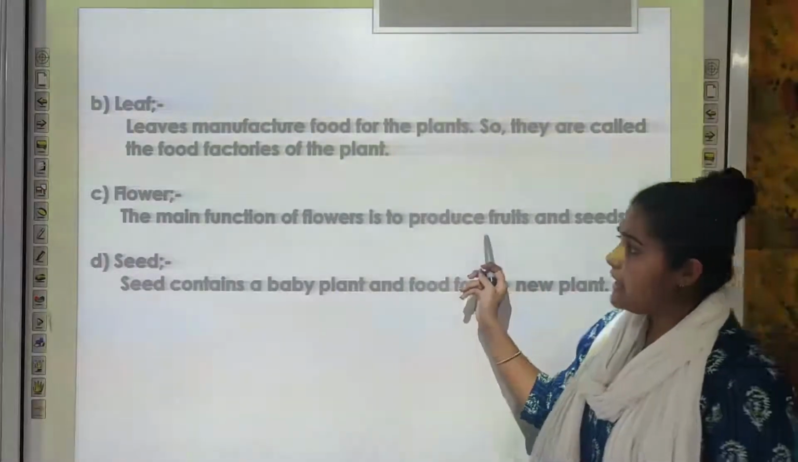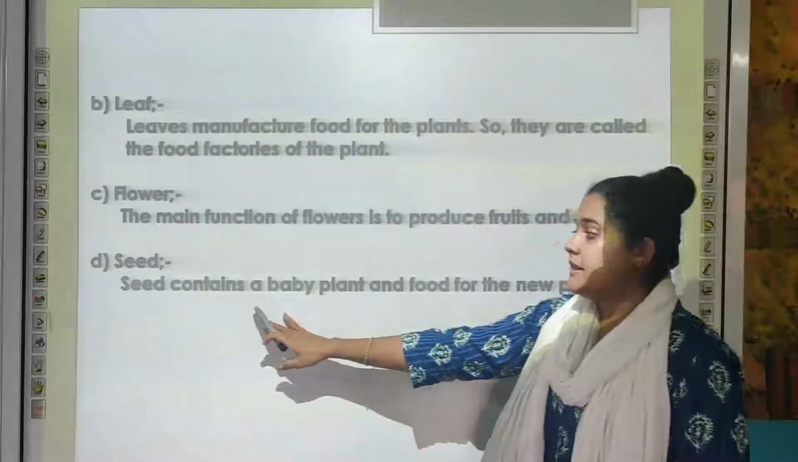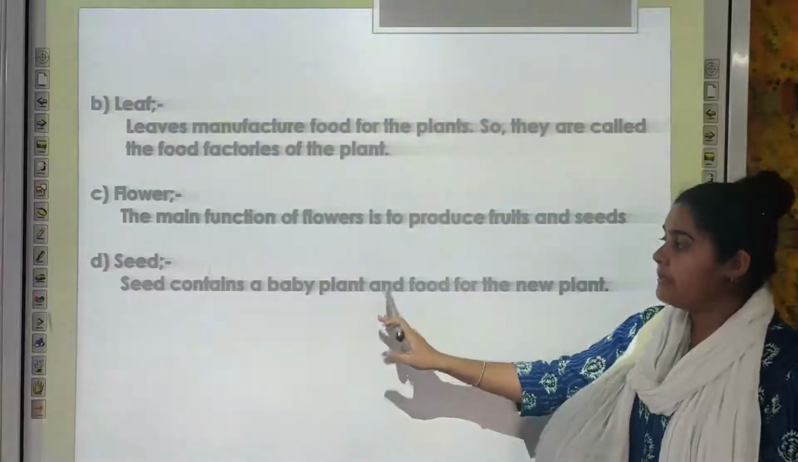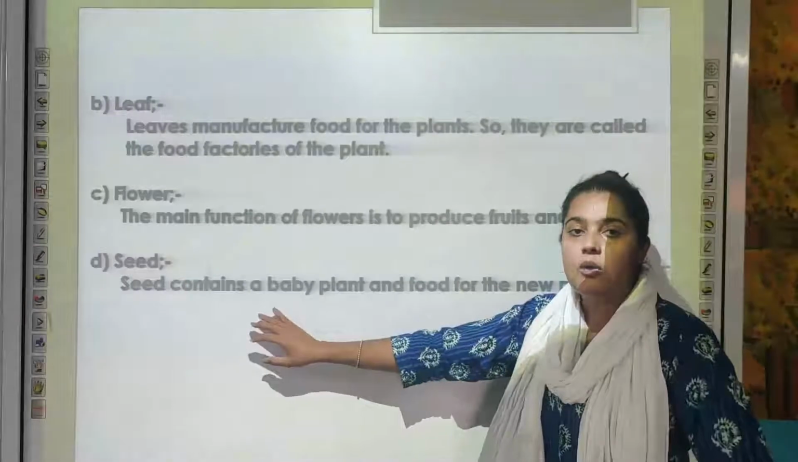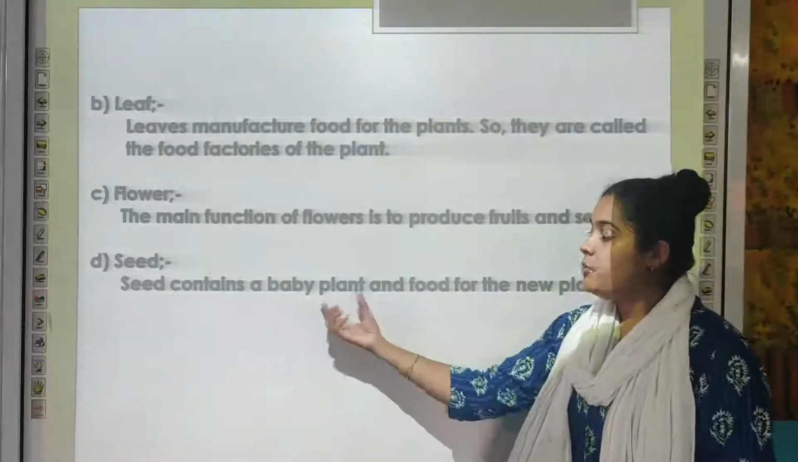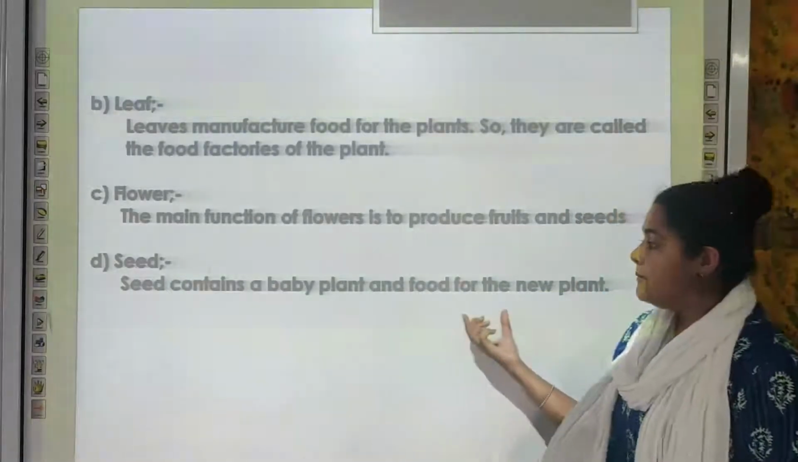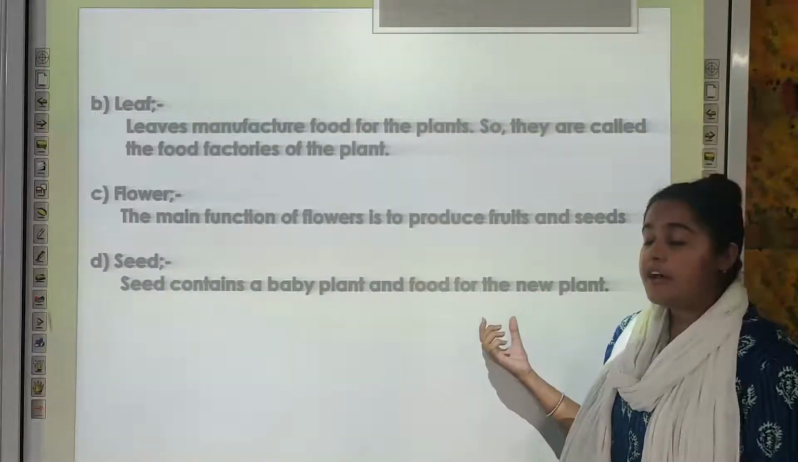Okay. The last is your seed part. The seed contains a young baby plant and the food for the new plant. So if you sow a seed in the ground, then what will happen? The new plant will germinate from that seed, and it also contains the food part.